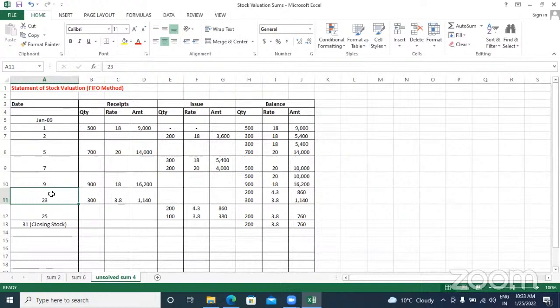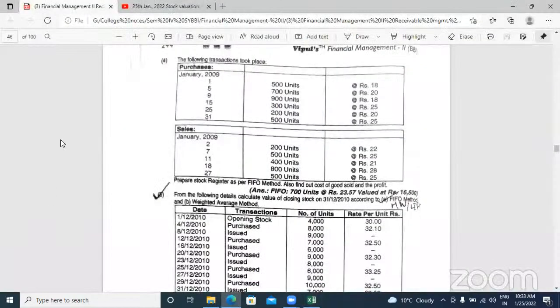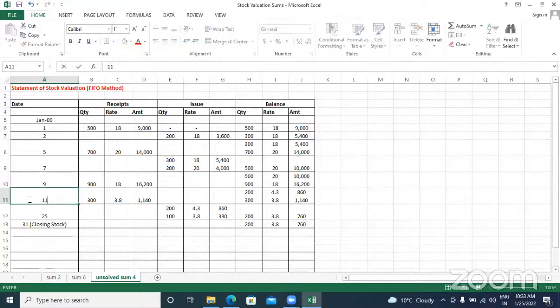Students, are you getting it? Yes, ma'am. After ninth date, what comes next? 11, ma'am. How many units are issued? Ma'am, sales 400. Very good, 400. So here you will write 11th date. Purchase column will be nil.